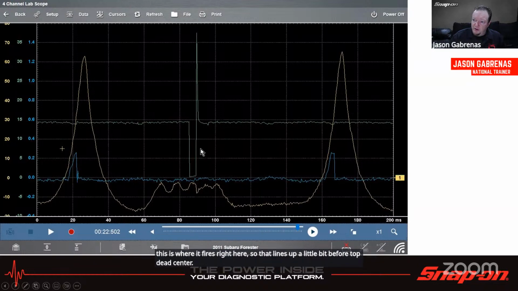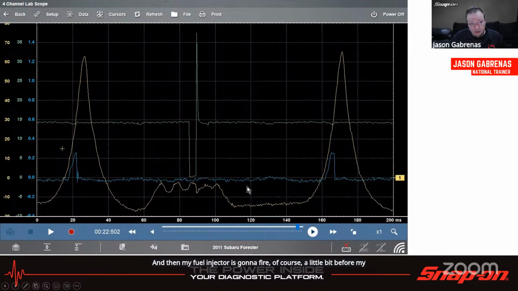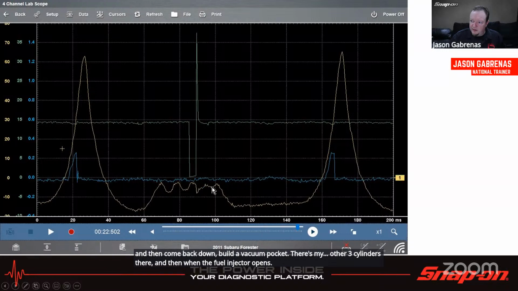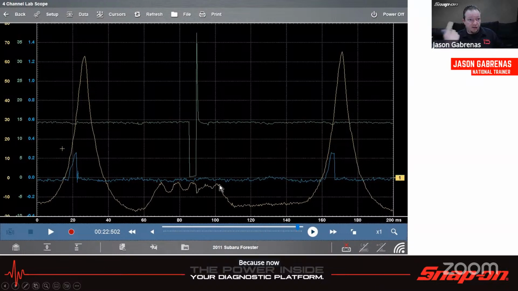And then my fuel injector is going to fire, of course, a little bit before my intake valves open. So it comes up, fires right about here. It's going to continue circling around and then come back down, build a vacuum pocket. There's my other 3 cylinders there. And then when the fuel injector opens, you can see some turbulence in there and the pattern changes because now I have fuel and air and turbulence coming into my engine. So I can see that detail. And then it's going to come back up and do it again.